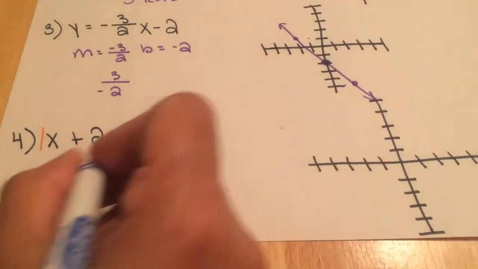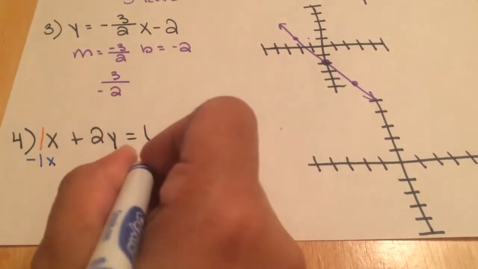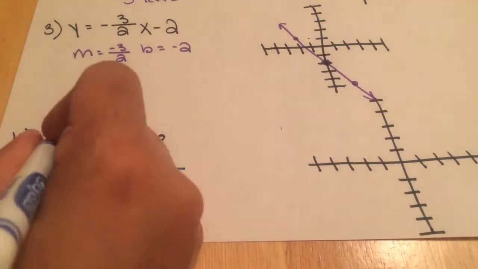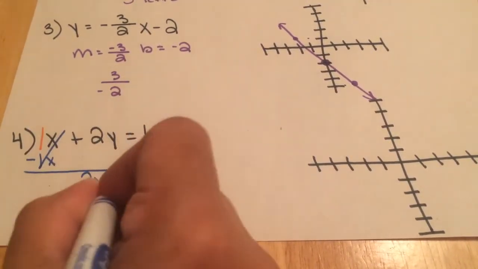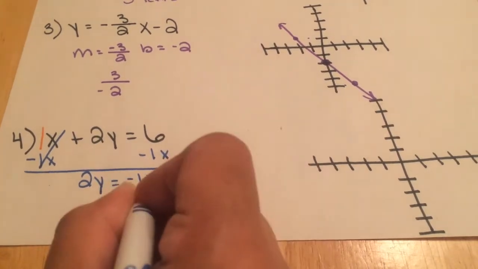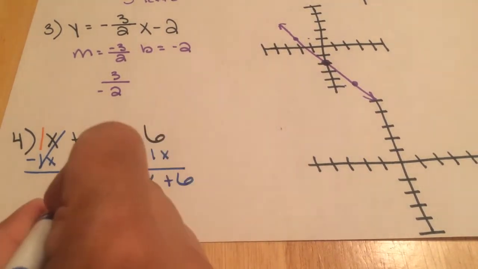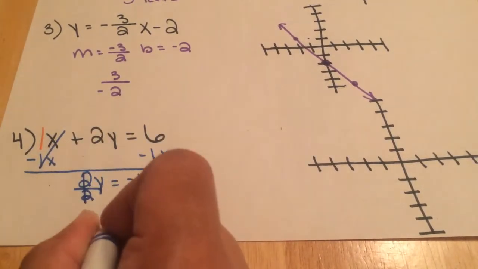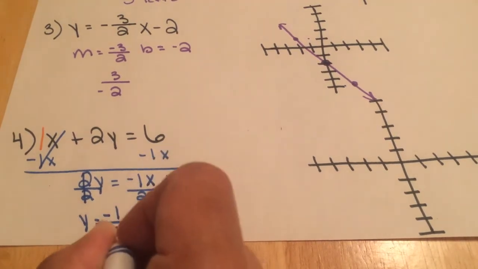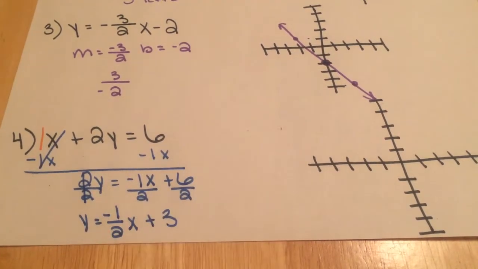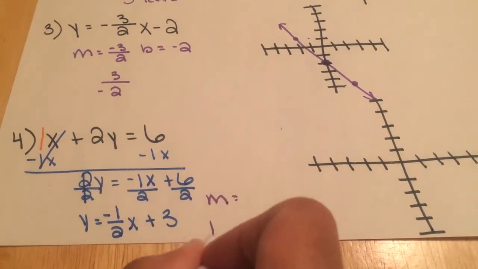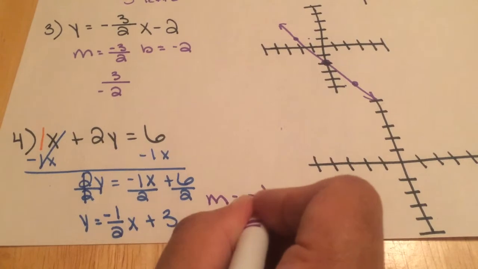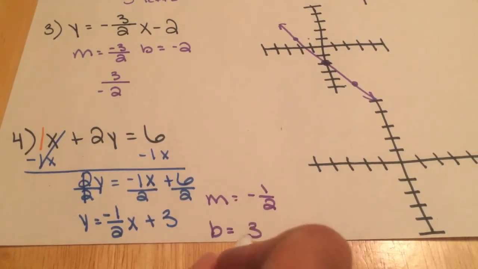So what I'm going to do is go ahead and move my 1x from both sides. So I'm left with 2y equals -1x plus 6. Again, I like to write where my x term is first. Then I'm going to have to divide each term by 2. And again, I stick my negative with my numerator all the time. So once we have that, we can now identify our slope and y-intercept. Our slope is going to be -1/2, and our y-intercept is 3.